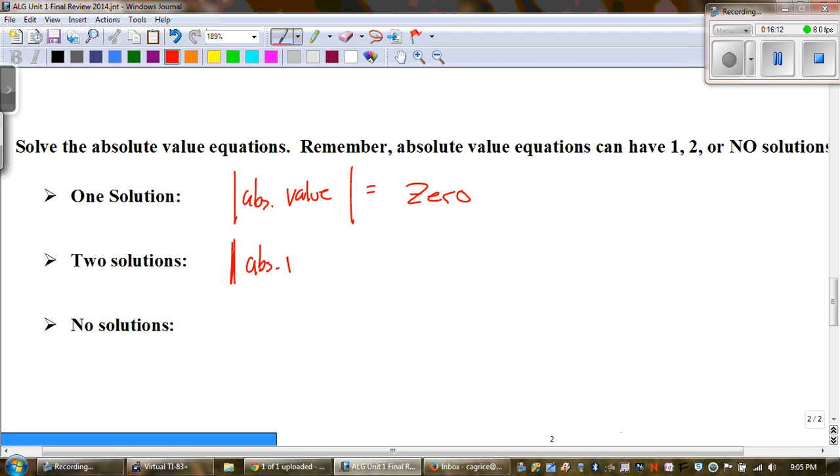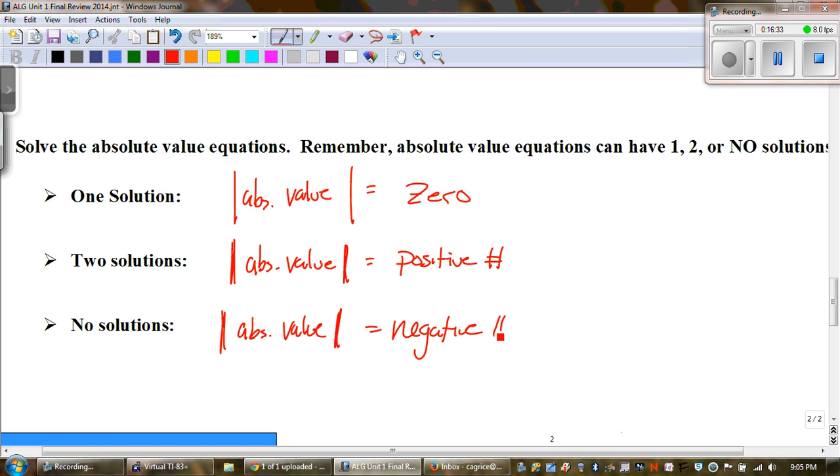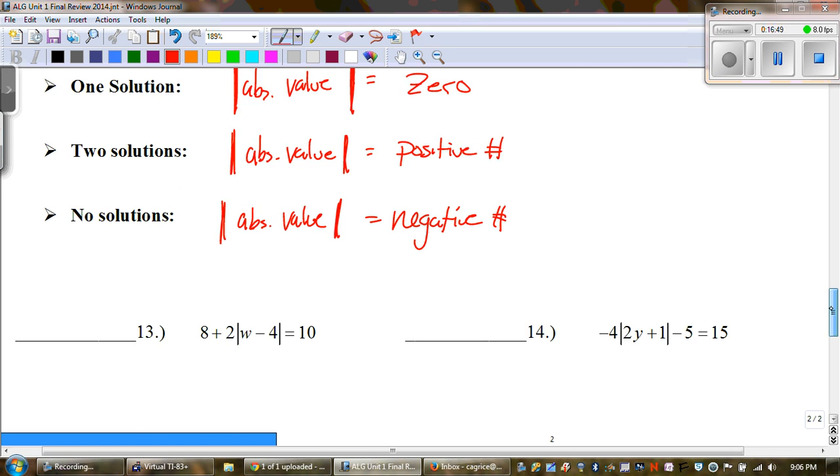When we have the absolute value and it equals a positive number, remember any positive number, it has two solutions. But then when we're left with the absolute value with a negative number, that's when it's no solutions, okay? And remember, it's got to be just the absolute value. All that other junk that's out there, we have to do the reverse order of operations, SADMEP, to get rid of it, okay? And we're going to have some examples below.